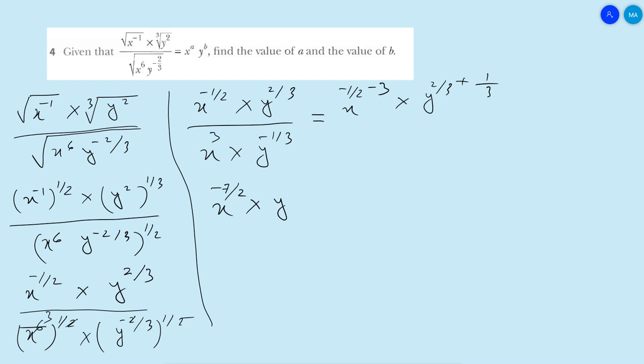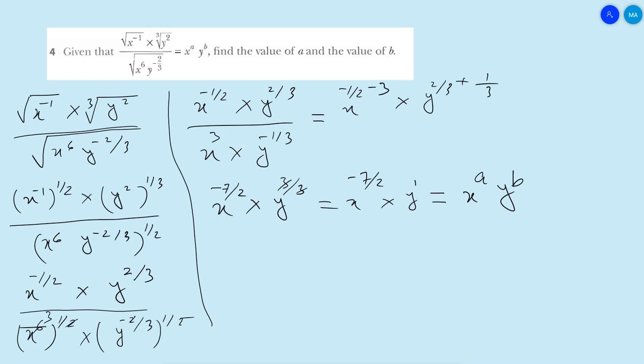Into y. Take the LCM 3, because the denominator is 3 on both sides, so we have to add directly. 2 plus 1 is 3, 3 upon 3 is equal to x minus 7 upon 2 into y. 3 cancel by 3, answer is 1. And the right hand side is x a y b. Apply the same rule.